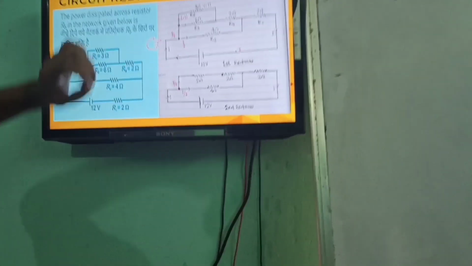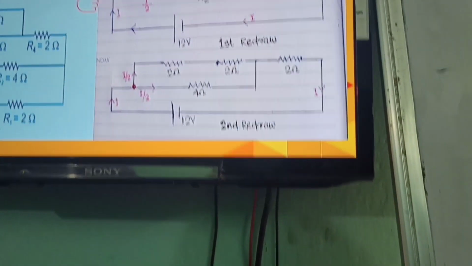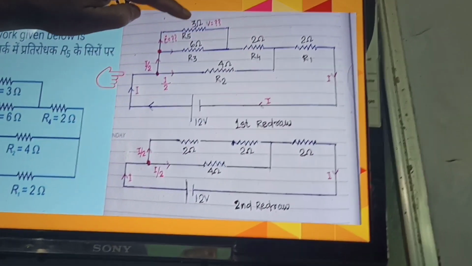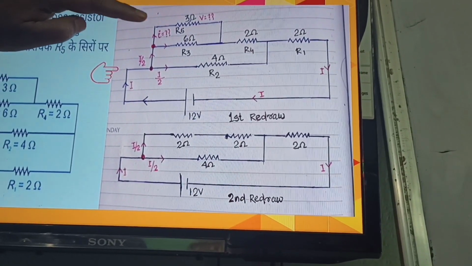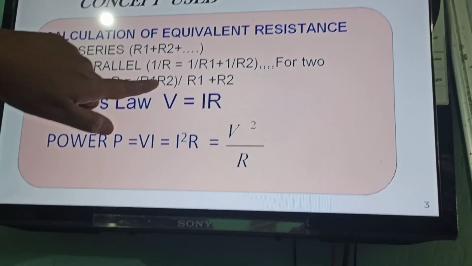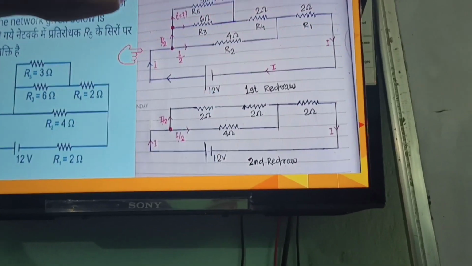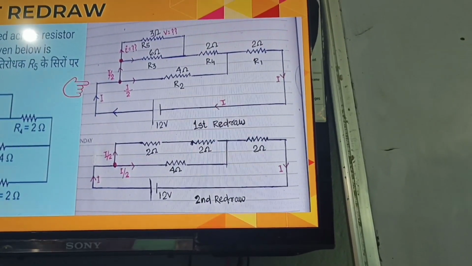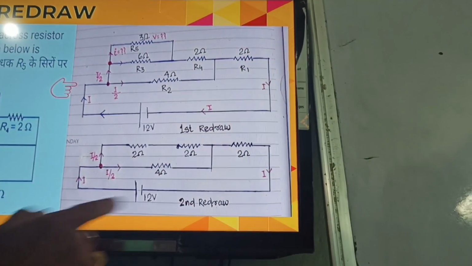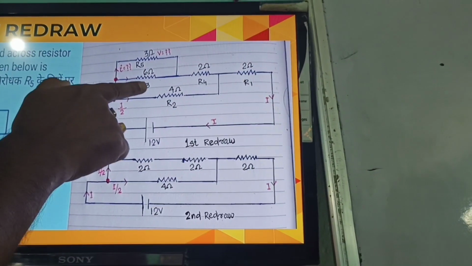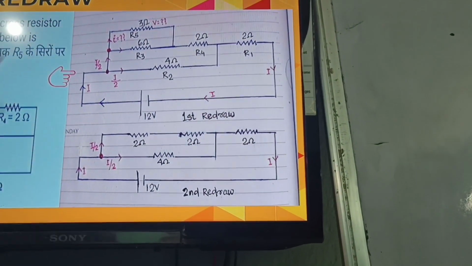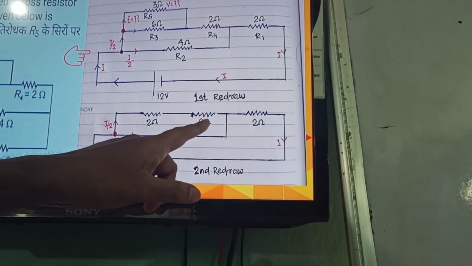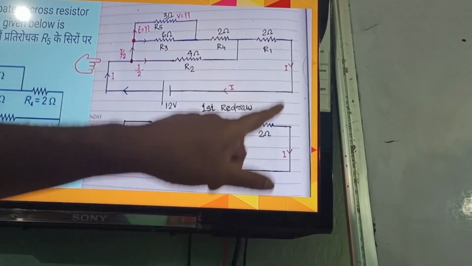Second redraw, you see the second redraw. Here it is clearly mentioned that the R5 and R3 resistors are connected in parallel. So by applying the parallel connection formula, R1 R2 by R1 plus R2, here it will be calculated: 3 into 6 is 18, by 9, it will be 2 ohm. So in the second redraw, R5 and R3 in parallel, their equivalent resistance is 2 ohm. Now these 2 ohm and this 2 ohm, you can see here in the second redraw. The bottom 4 ohm is connected here, and this 2 ohm is also connected here.